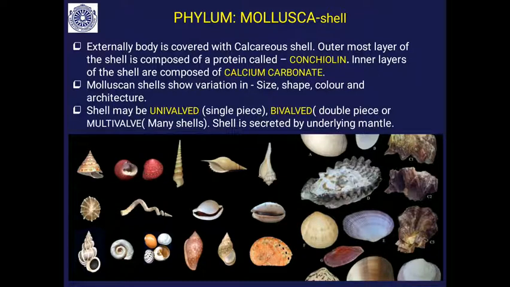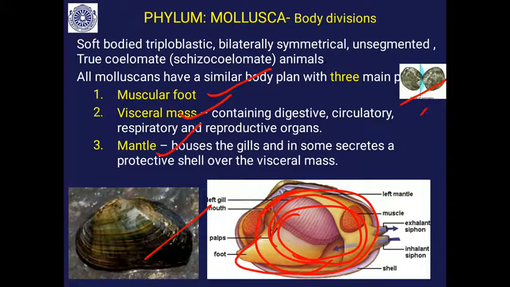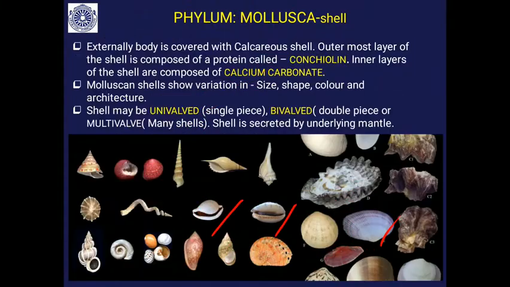Shell may be a single piece, univalved. You will see the cowrie shell or the conch shell. It is univalved. Others are bivalved. The shell of the freshwater mussel is bivalved. You will see the shell here. It is the bivalved shell.